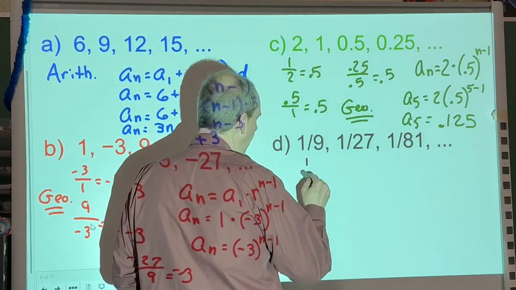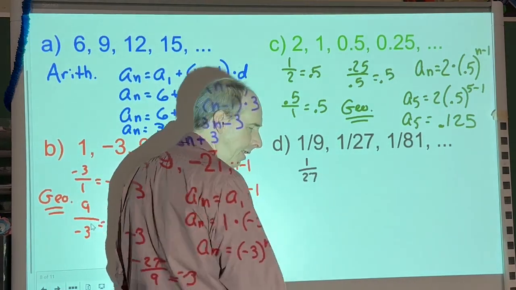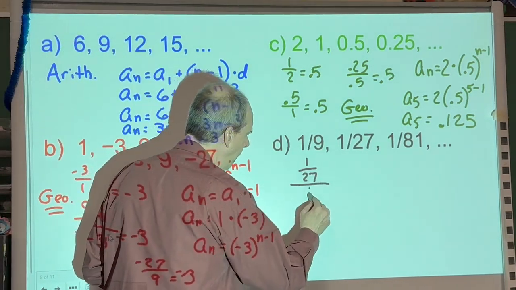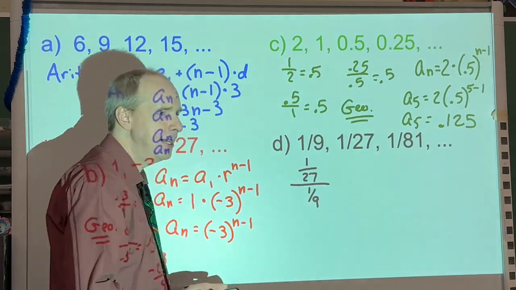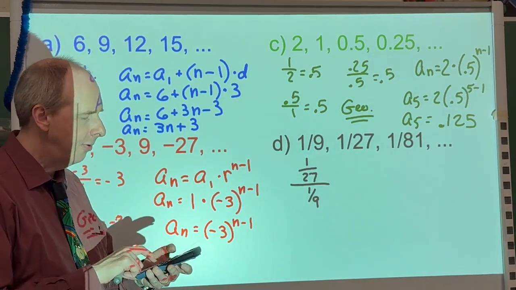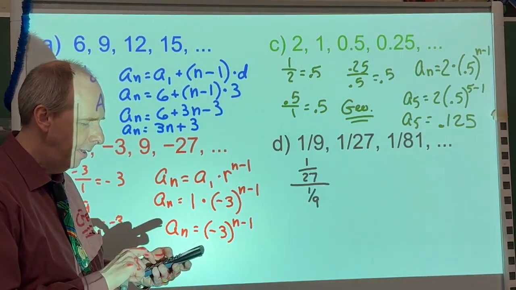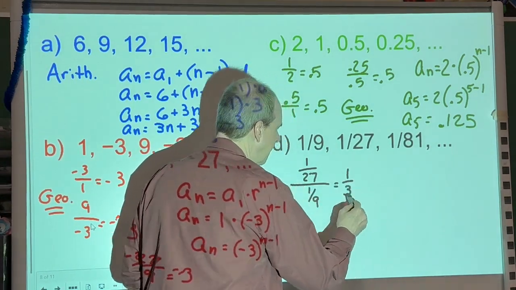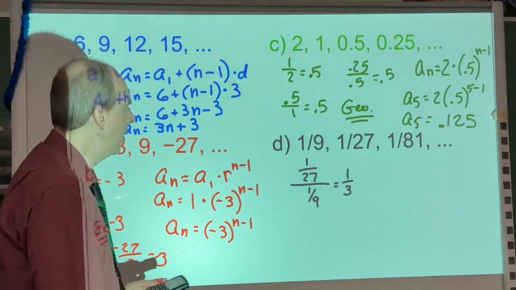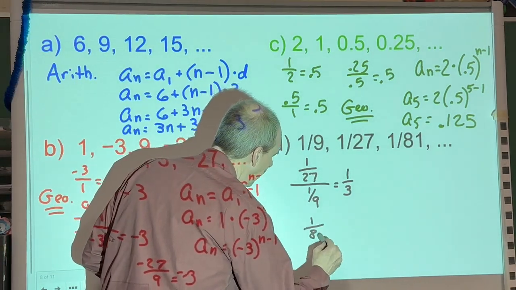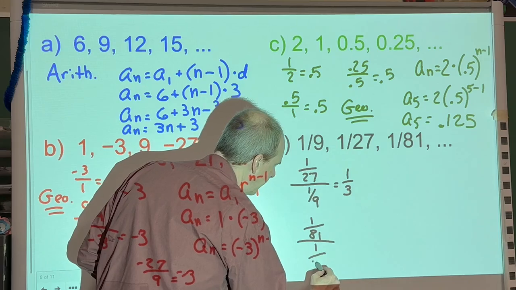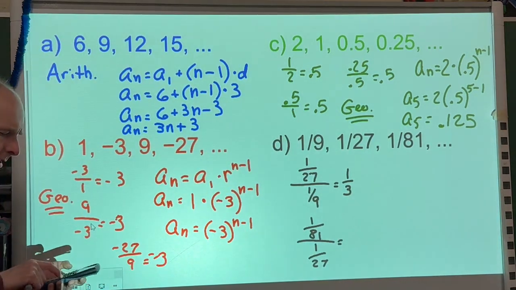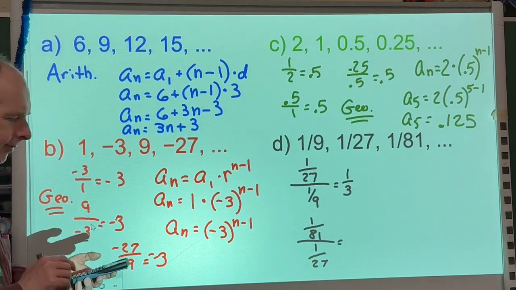We'll take 1 over 27 divided by 1 over 9. You might want to use your ABC button. So 1 ABC 27 divided by 1 ABC 9. That's equal to a third. 1 ABC 81 divided by 1 ABC 27, checking for that common ratio.